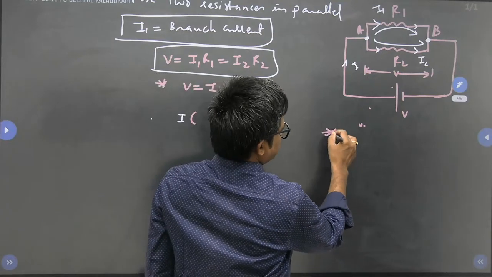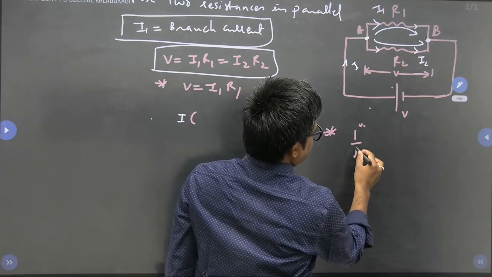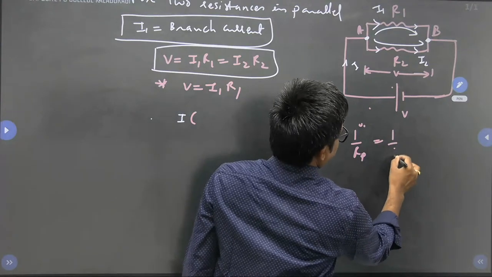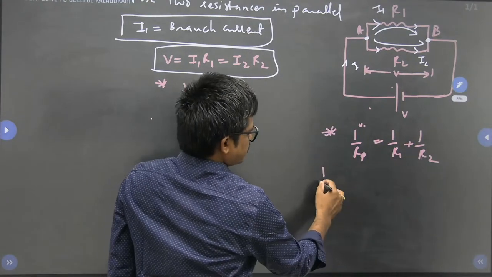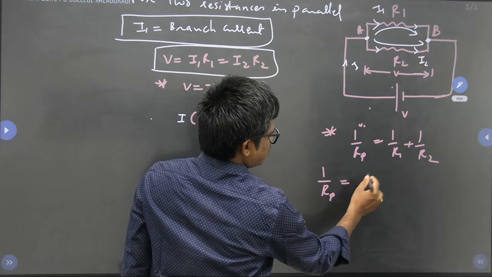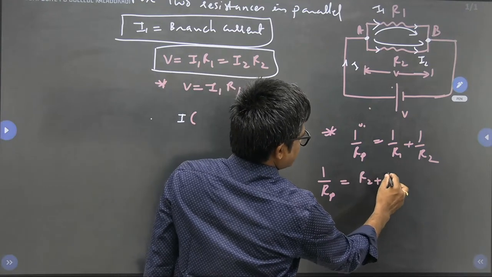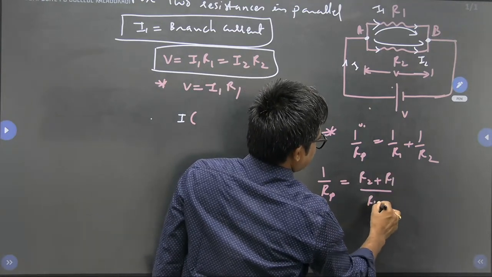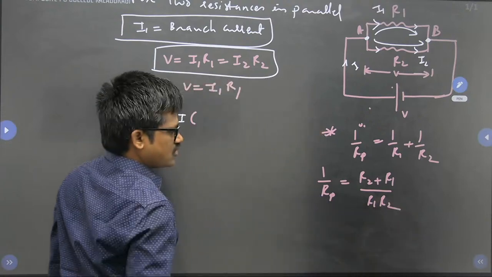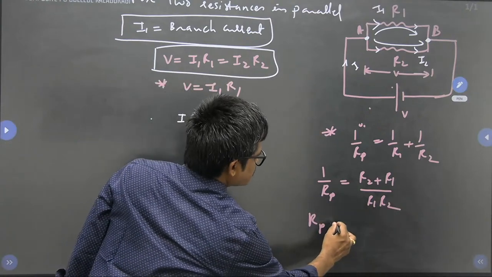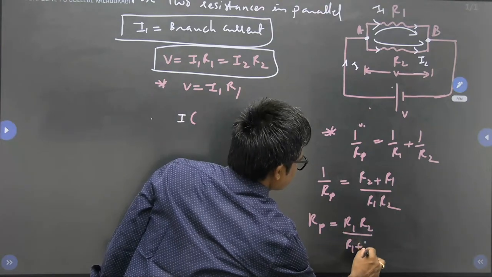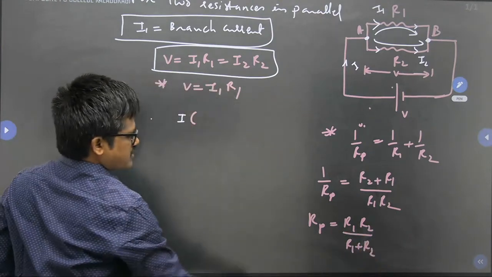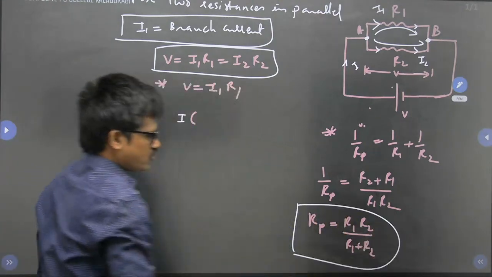In parallel combination, you know already 1 by RP is equal to 1 by R1 plus 1 by R2. How could you make this into another simplest form? It will be cross multiply like that, you can write, no? It will be R1 R2. So what will RP be? R1 R2 divided by R1 plus R2. Is it parallel combination for 2?